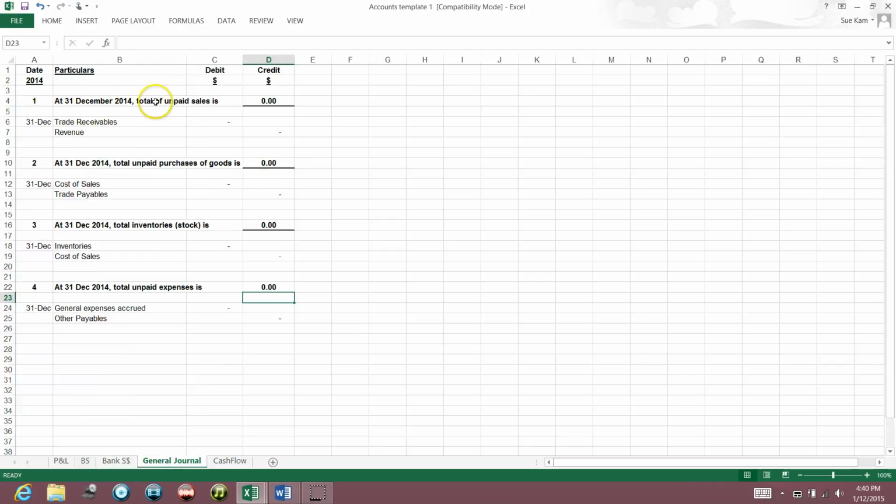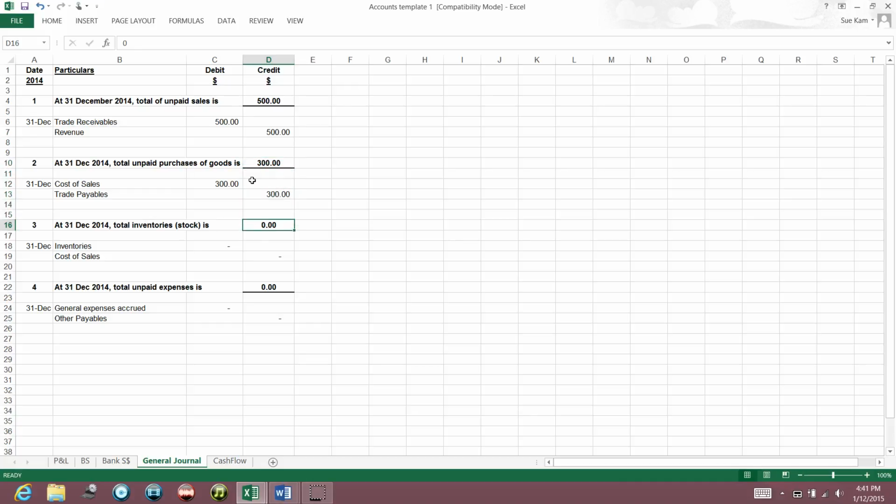At 31st December 2004, total unpaid sales. That means sales that you have made but you have not collected the money yet, for example 500. All you need to do is put it here, and you see it will auto post for you. Then here, total unpaid purchases, that means purchases that I've made but not paid yet, say it's 300, for example. It will post for you.